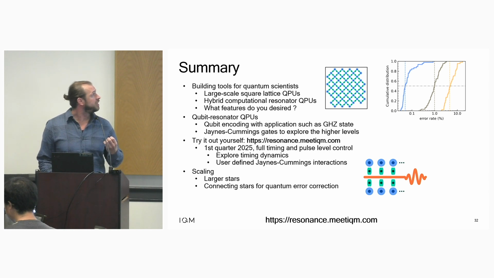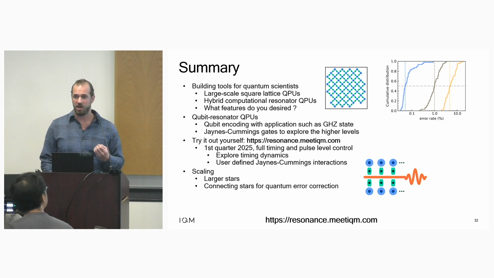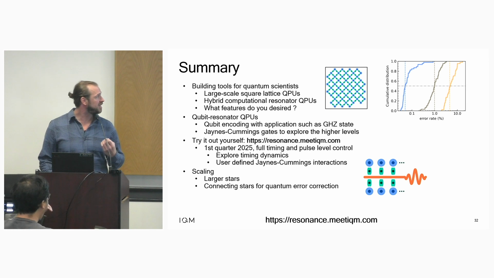So, to conclude, what we are trying to do is build tools for quantum scientists. I've talked about and presented two different types, the square lattice QPU and our qubit resonator star QPUs, and I'm really interested in learning what kind of features you would desire, especially if you're interested in some of these analog simulations, what kind of features and controls you desire. I've talked about qubit resonator QPUs, shown generating GHZ states and populating the higher levels with the Jaynes-Cummings gate.